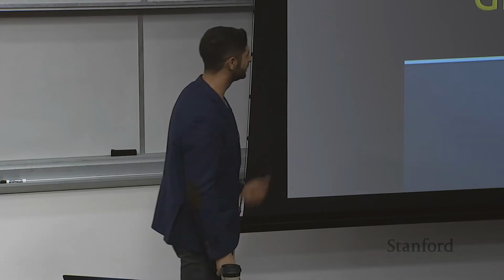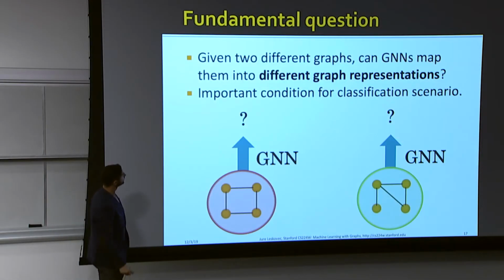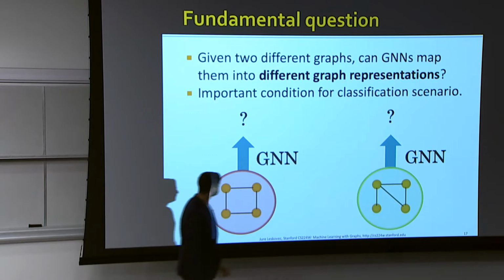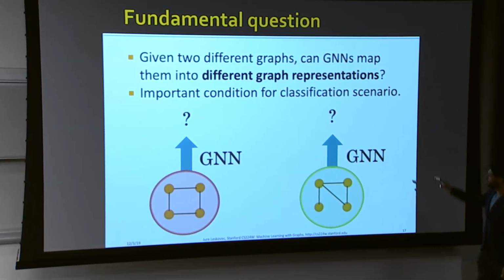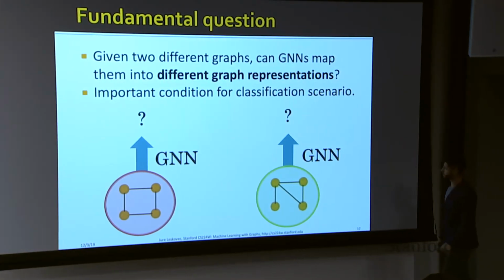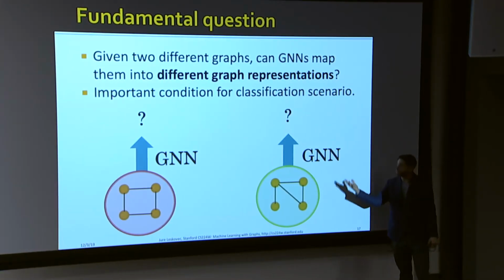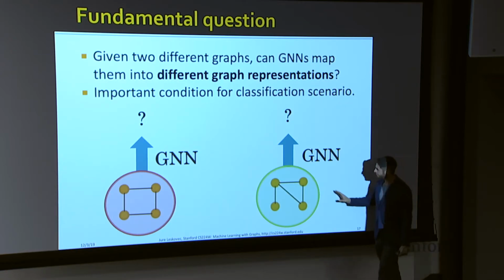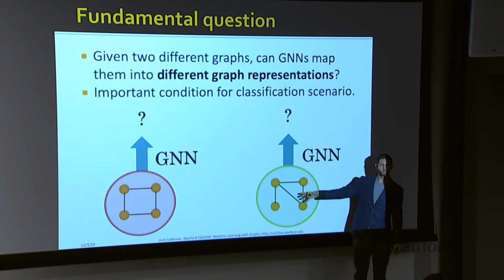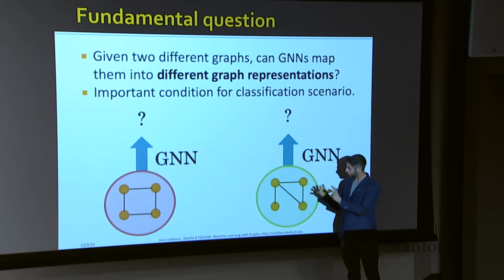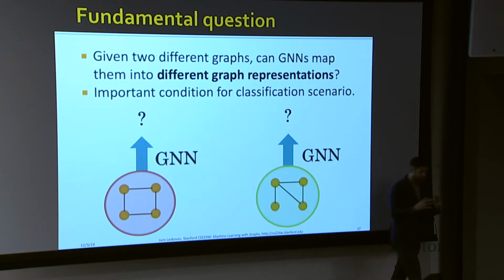So first part, limitations of conventional GNNs. As we were saying before, given these two different kinds of graphs, can a GNN map them into different graph representations, okay? And obviously this is a very important condition for a classification scenario. If you think about it, this could be just standalone graphs. They could be subgraphs in general. If this kind of small structure is not distinguishable by a GNN, clearly there is a limitation that we would like to avoid, right?